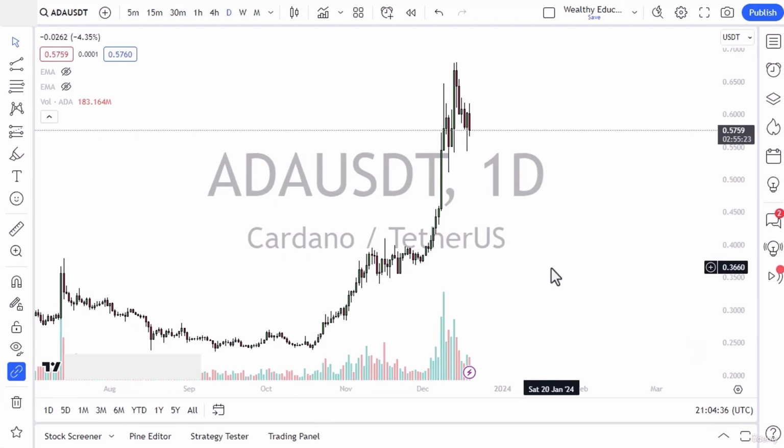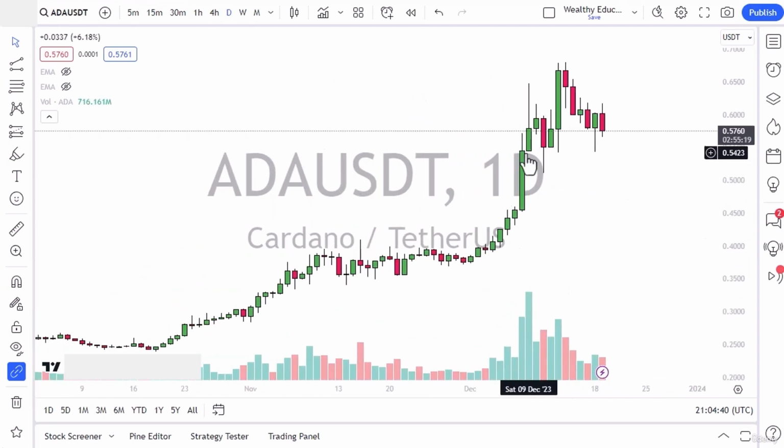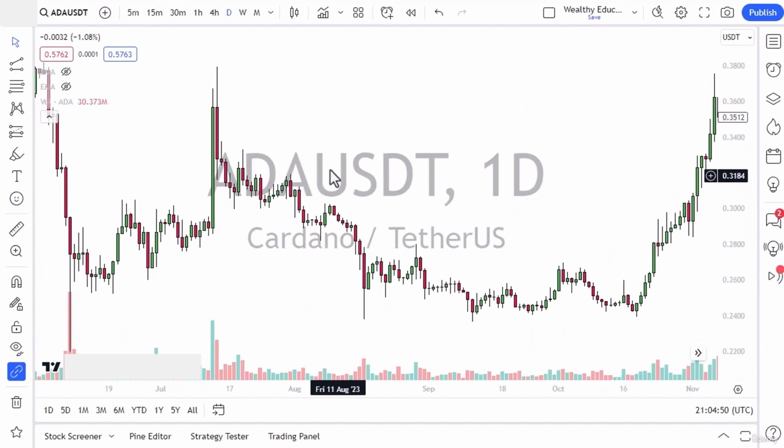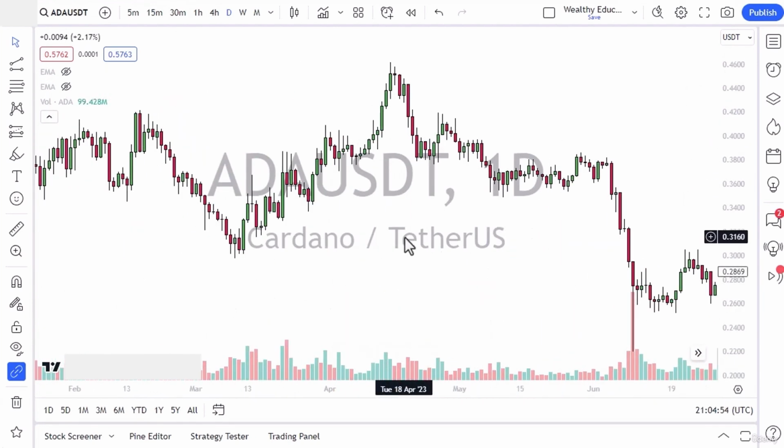The body, of course, is important because if you get a long body that closes near the top or bottom, in the case of a bullish or a positive candlestick, this closed fairly close to the top, that shows there's actual conviction. As opposed to these long wicks, there's no real conviction there.